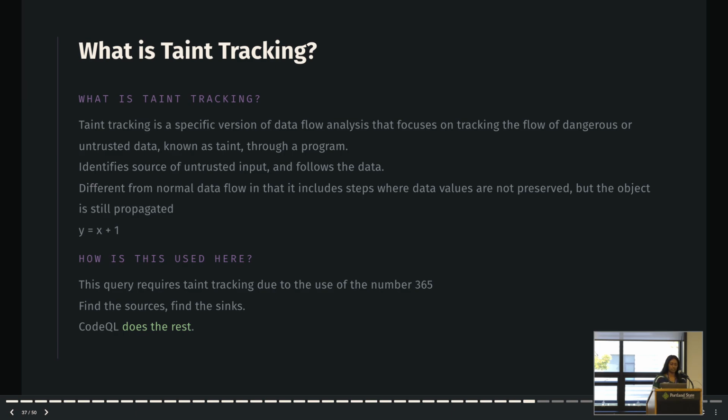Taint tracking is different than normal data flow in that normal data flow libraries are used to analyze information flow in which data values are preserved at each step, while taint tracking uses it to analyze information flow where data values could have tainted a different variable.